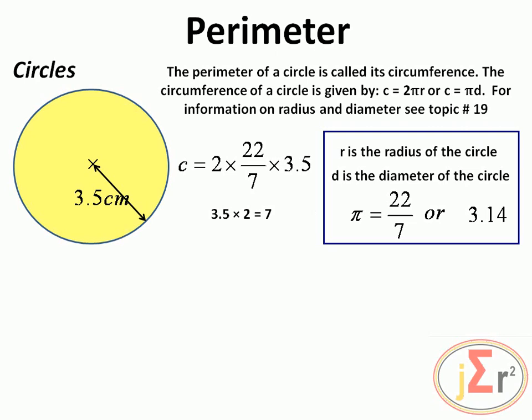3.5 times 2 is equal to 7. So we have this 2 to multiply by the 3.5, that will be 7. So we are going to use 7 to replace these two. So we have 22 over 7 multiplied by 7. And of course the 7's will cancel, and the answer is 22 centimeters.